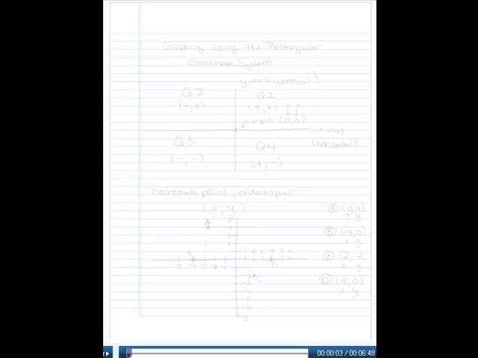Graphing using a rectangular coordinate system. In order to be able to start to graph lines or plot points, we have to start with the basics. You have an XY plane, which means you have an x-axis as well as a y-axis. Your x-axis is horizontal and your y-axis is vertical.